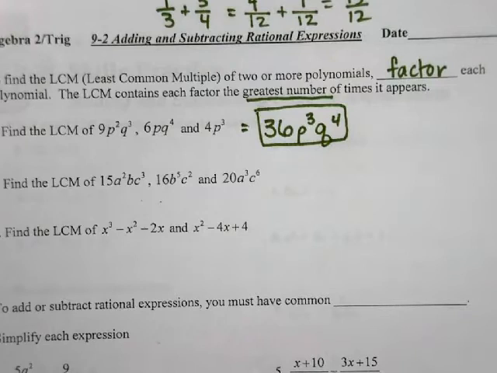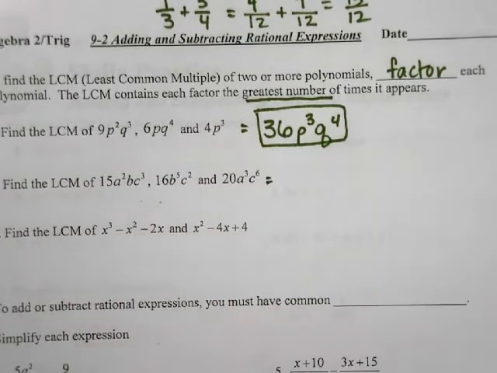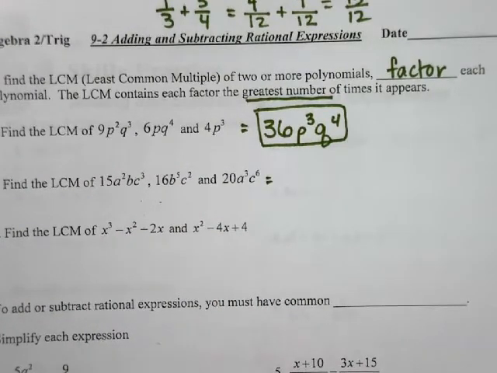Okay, how about 15a squared c cubed, 16b to the 5th c squared, 20a cubed c to the 6th. 15, 16, and 20. Is it just 240? I can't think of anything else. It is 240. But how did you find that, Zoe? What did you do? Multiply 15 and 16 and then divide it by 20 to see if it works? Yeah, that works too.